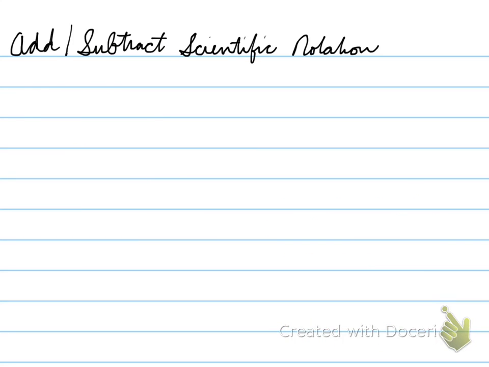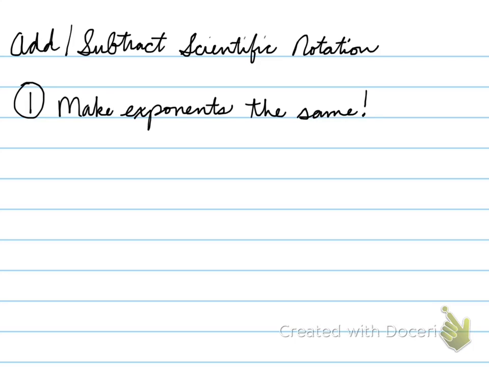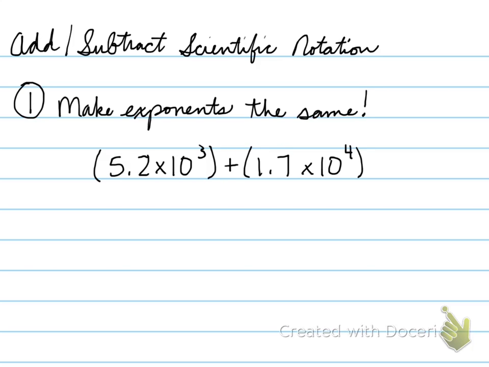Let's look at adding and subtracting scientific notation. The most important thing you need to do is to make the exponents the same. Here's our example for addition. 5.2 times 10 to the 3rd plus 1.7 times 10 to the 4th. Let's take the smaller exponent and make it match the larger exponent.